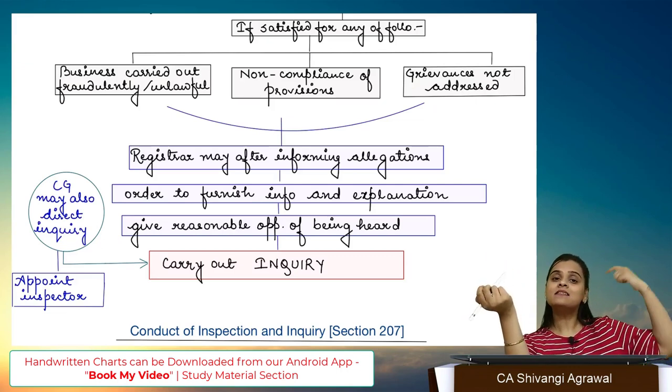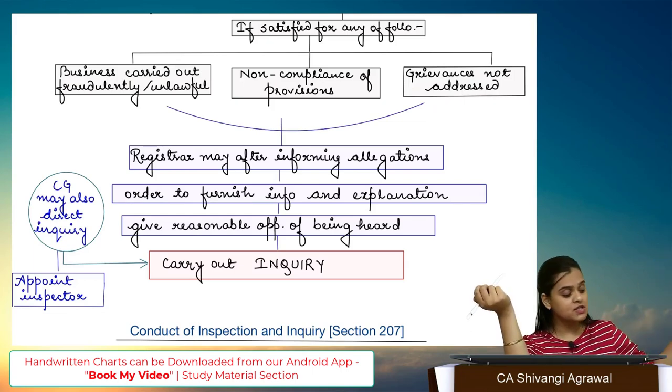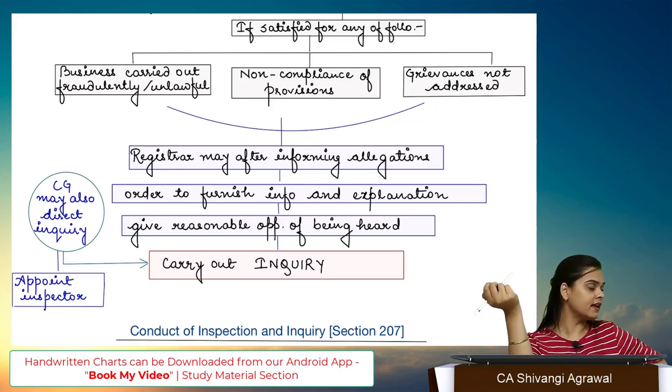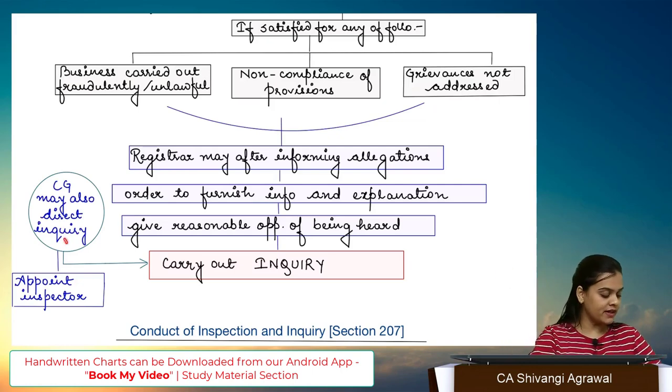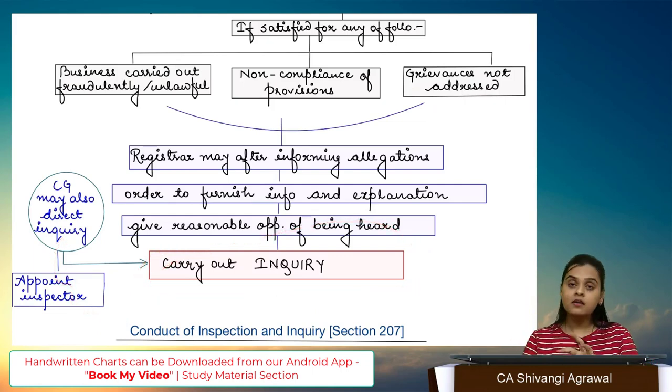In the same manner, the CG had the power to initiate inspection. Here also, the CG has the power to direct inquiry. So, the CG may appoint an inspector for the same, and they'll carry out the inquiry. So, the registrar or inspector can carry out inspection or inquiry as given under section 206.